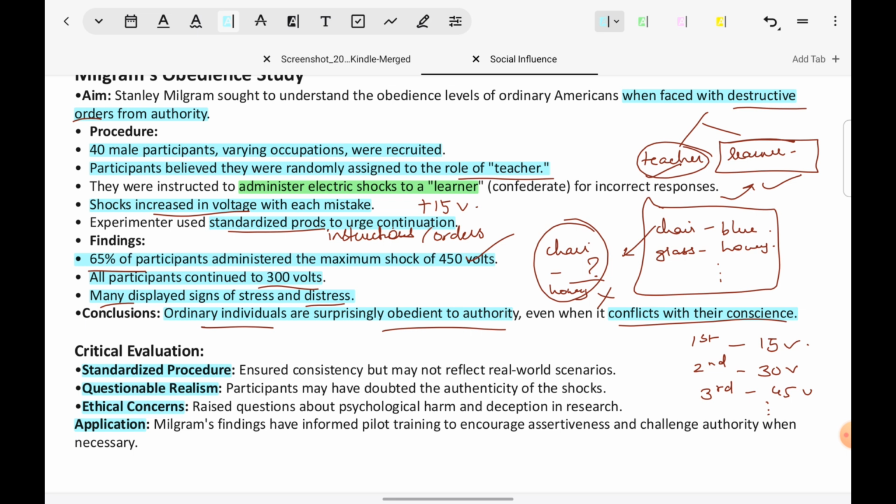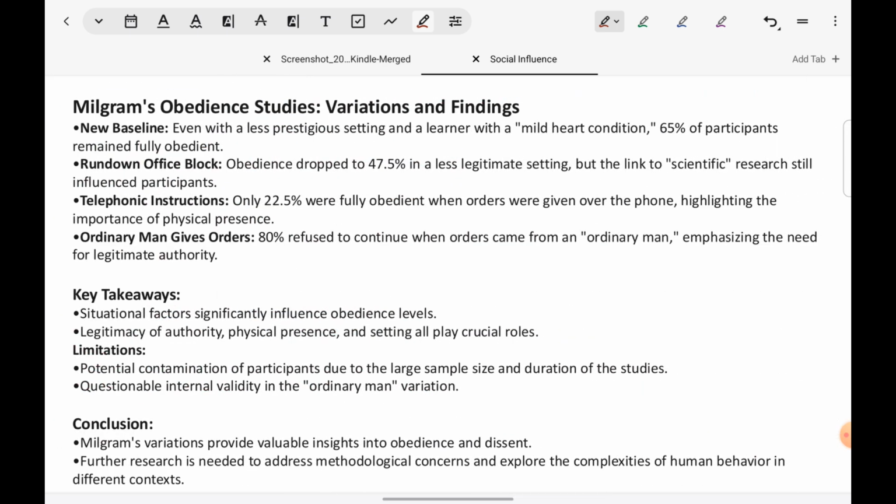So we see how important it is to be more assertive and challenge authority, given how much a person could have to suffer. Like in this study, if the shocks were real, another person could have died because of the behavior of the participants. That is how destructive obedience can be, and we get to see it from this study. So it shows us the value of being assertive and being able to challenge authority.